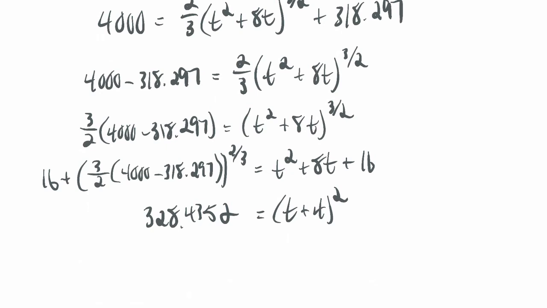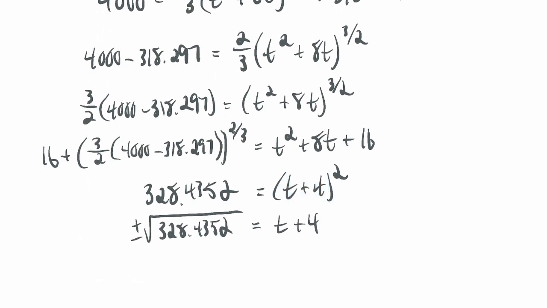Okay. So now I can apply the square root function to both sides. And I get a plus minus on the left, right? When you move the square from the right to the left, it becomes a square root, and you get a plus minus, because t plus 4 could be negative, right? And then I'll subtract 4 on both sides.